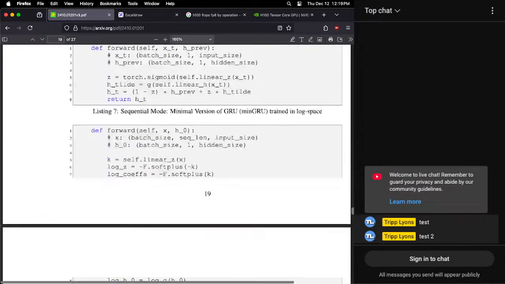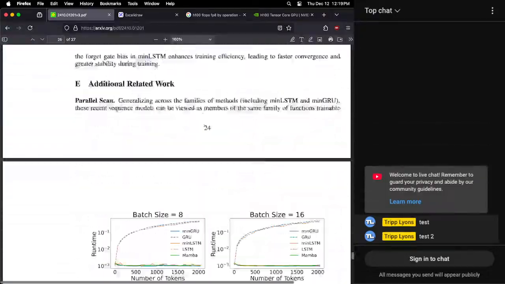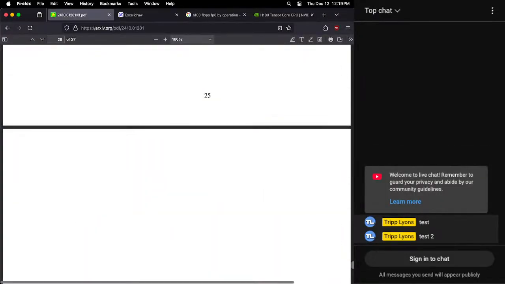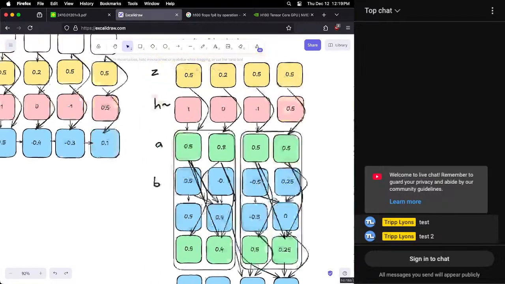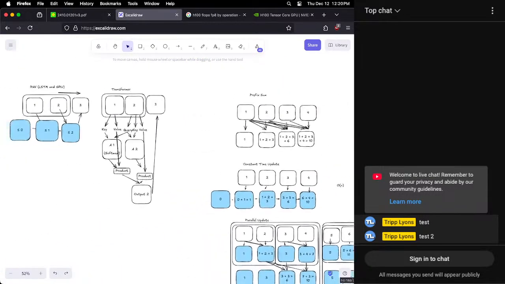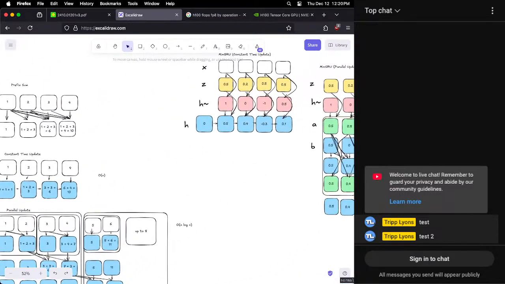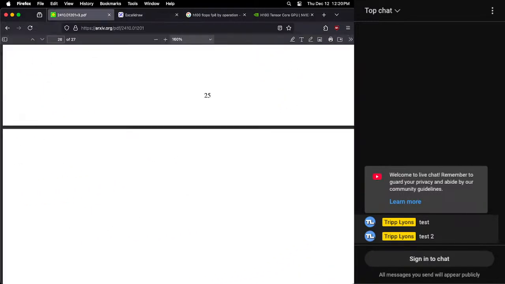Okay. So let me make sure I've covered everything. Let's say I covered this, and covered that. I think that's all for this paper.